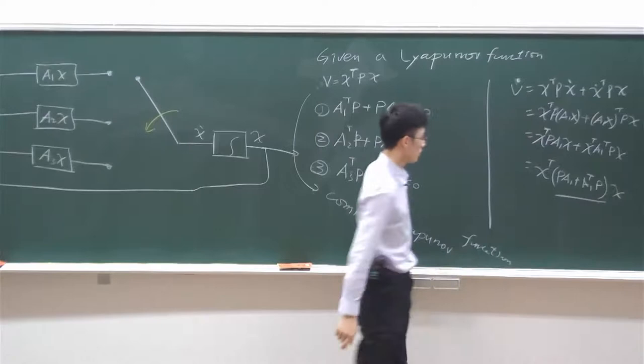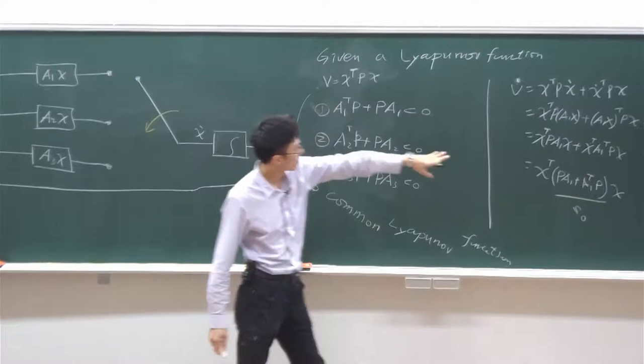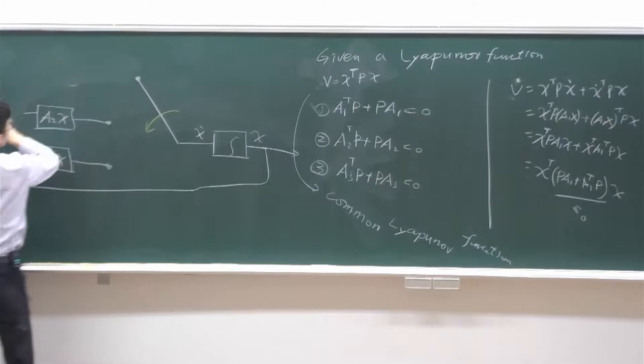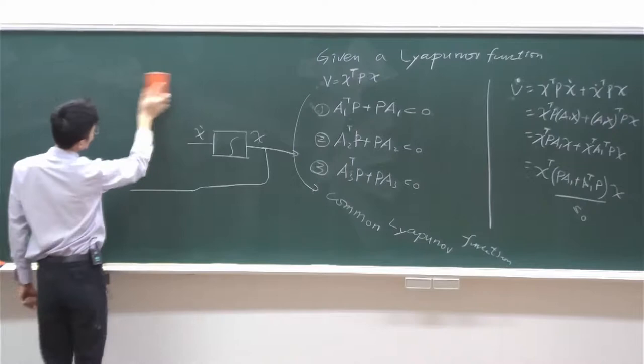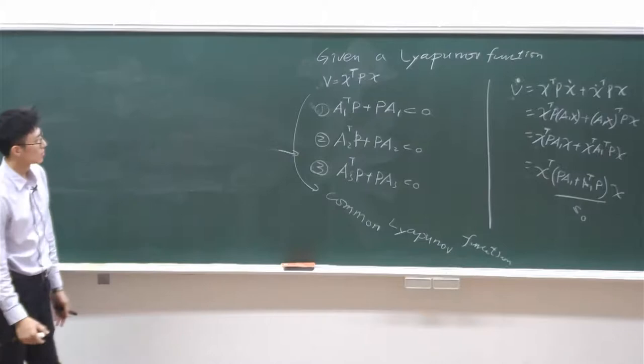So if this power is negative, definitely. Which is the condition of the first condition, right? If this condition is satisfied, then the first V dot will be negative definite, right? At least for the first subsystem. And you can expect that if you substitute the dynamics of the second system, A2 x, into the Lyapunov function, V dot will still be negative definite, right? Same as the third subsystem.